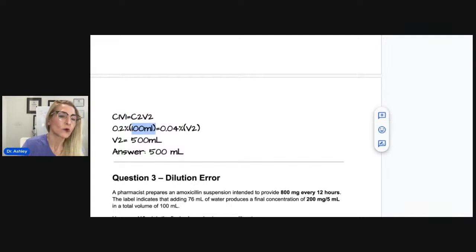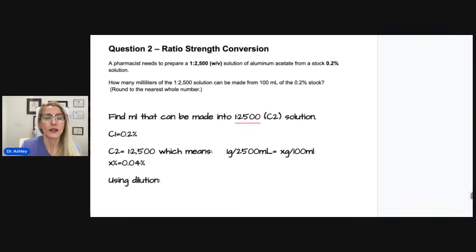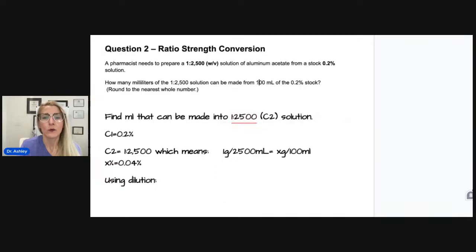I'm going to go back to the actual question so you can see it, but does 100 mLs really represent the 0.2%? Sometimes people will confuse it and put it on the other side of the equal sign. So let's go to the question and look for any clues. Do we really know that 100 mLs is describing the 0.2% stock? So there is a delay.